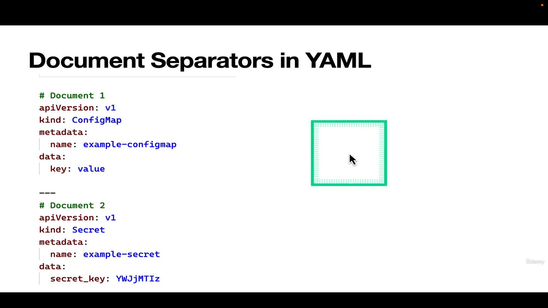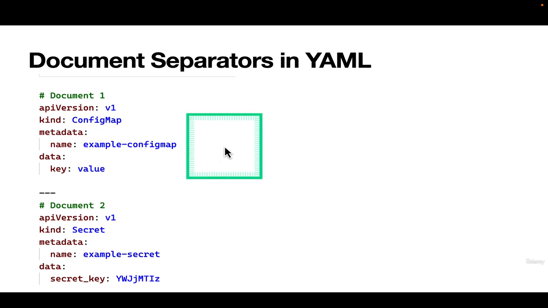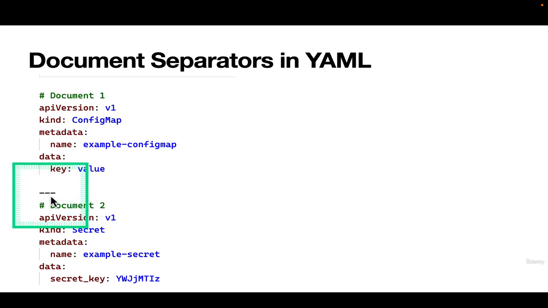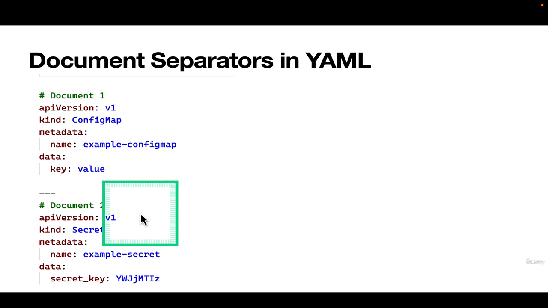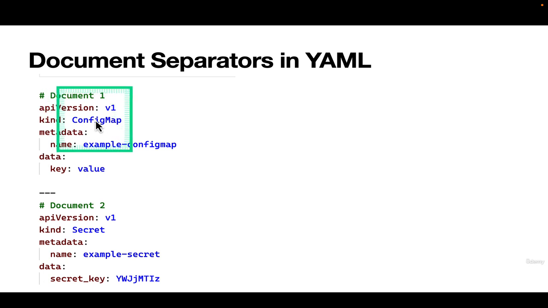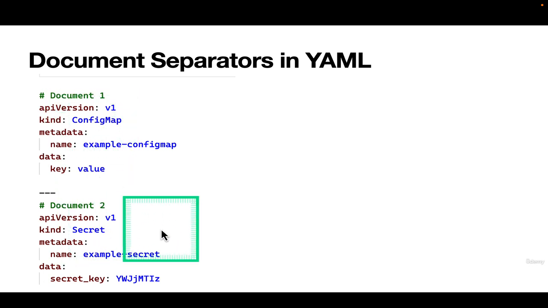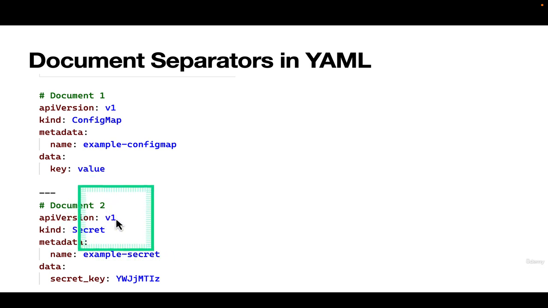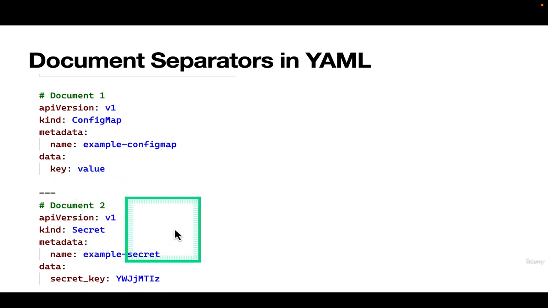So document separators in YAML: the three dashes separator is used to separate multiple YAML documents within a single file. Each document is parsed independently, making it possible to include different kinds of configuration in one file. So in this file I have put a config map and a secret. Useful when working with multiple resources or configurations such as Kubernetes manifests or multi-document templates.